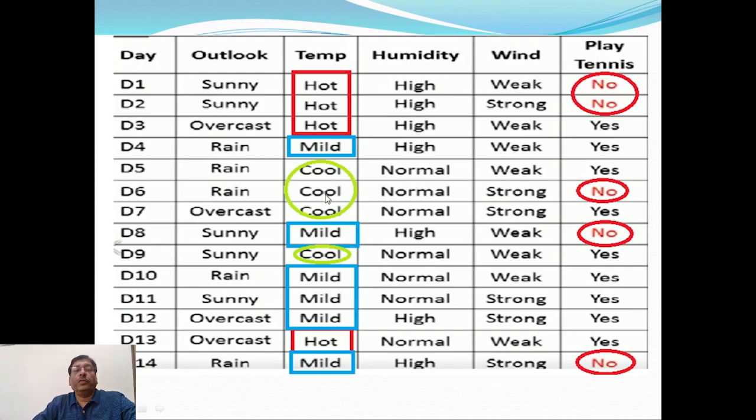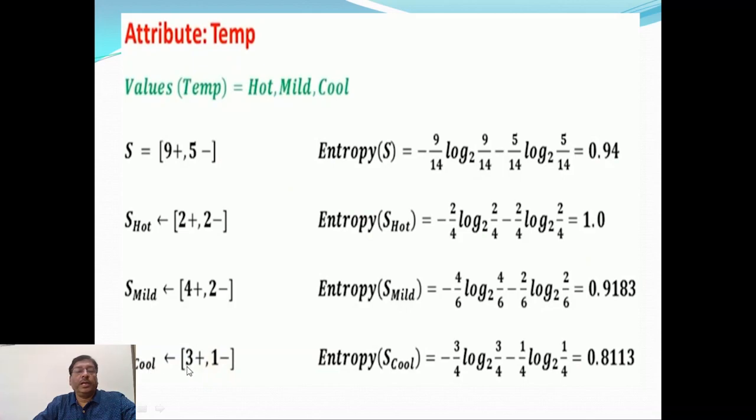Similarly, you need to do it for cool. Cool appears for 1, 2, 3, 4 times over here. So out of this, how many are positive? 1 is positive, 2 positive and 3 positive. So you will write 3 positive, 1 negative and so on. So then the entropy for this, when you replace it, you will get it as 0.8113 and so on.